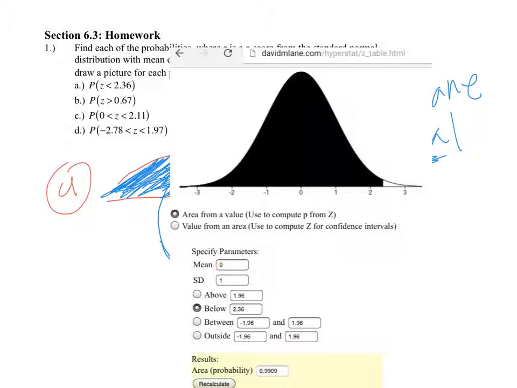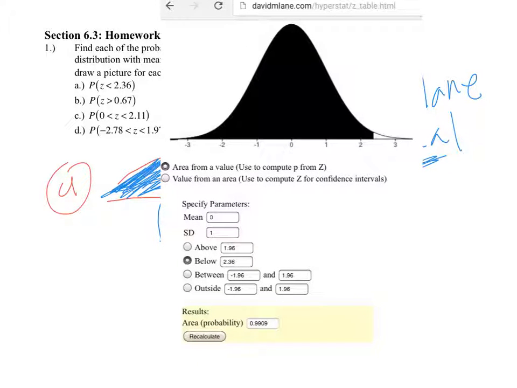So I had a mean of 0 and a standard deviation of 1, because this is the standard normal curve. And I said below, remember how I wanted z is less than 2.36? So I said below 2.36. And then I clicked recalculate just to make sure. And what did it give me for a probability? Oh, almost 1.